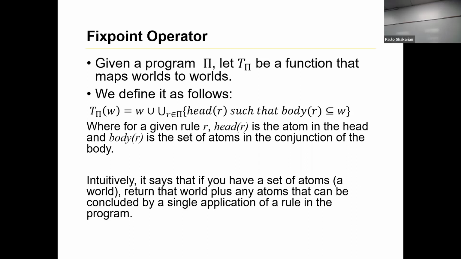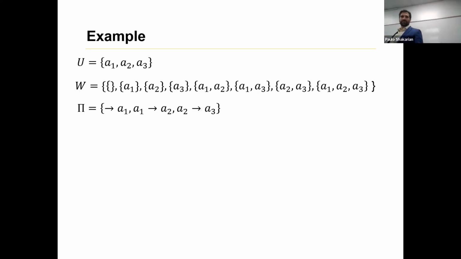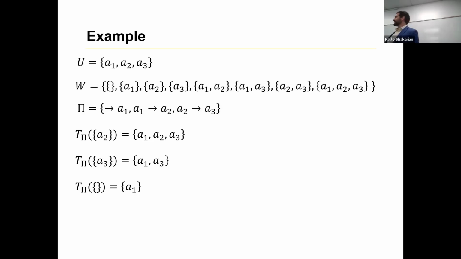All right, I have a question. Sure. So given a program pi, let T pi be a function that maps worlds to worlds. So if the program says itself that A1 is a fact, and I use an empty set, or empty brackets, implying a world with no atoms, that only gives you A1. Oh, I have to iteratively do it again to have A2. We will talk about that. Okay, that's multiple applications. This is a single application.